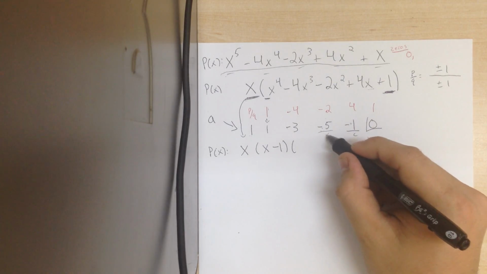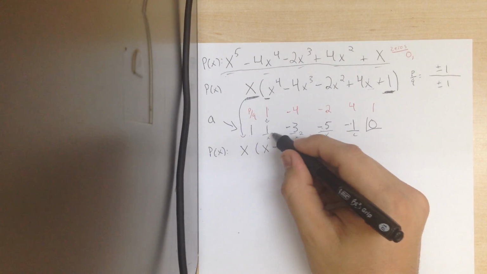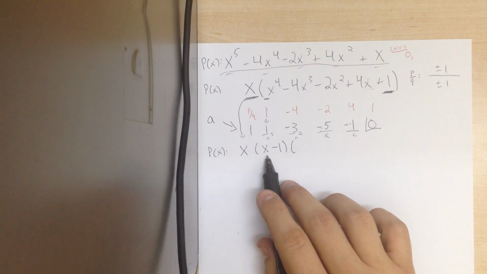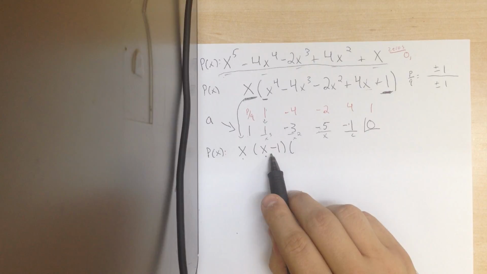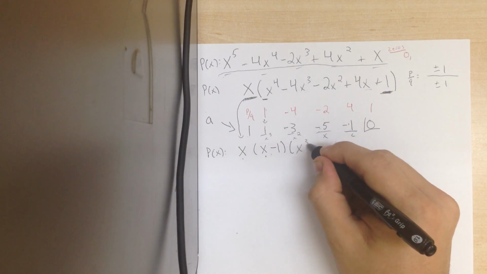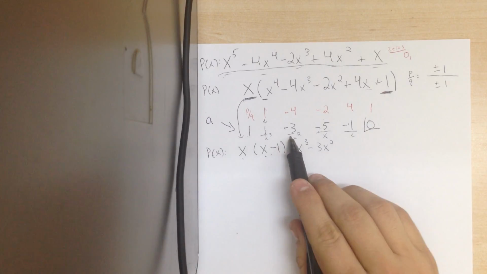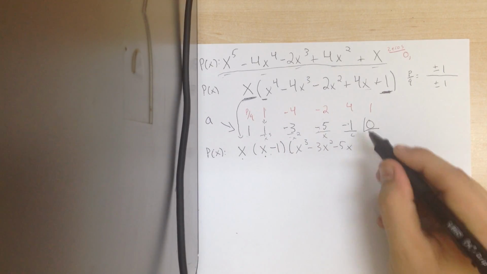Negative 5 will be my x term. Negative 3 will be x squared. And 1 will be x to the third. So I can rewrite, again, as the divisor times the quotient. So now I have x times x minus 1 times x cubed minus 3x squared minus 5x minus 1.